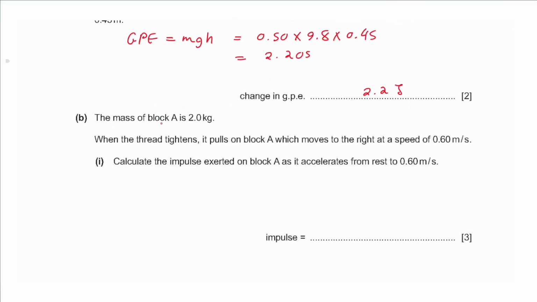Part B says the mass of block A is 2.0 kilograms. When the thread tightens, it pulls on block A, which moves to the right at a speed of 0.60 meters per second. Calculate the impulse exerted on block A as it accelerates from rest to 0.60 meters per second. The impulse is equal to the change in momentum, which we can calculate as mass multiplied by the change in velocity. So the mass is 2.0 and the final velocity 0.60 minus the initial 0. That gives an answer of 1.2 kilogram meter per second or newton second.